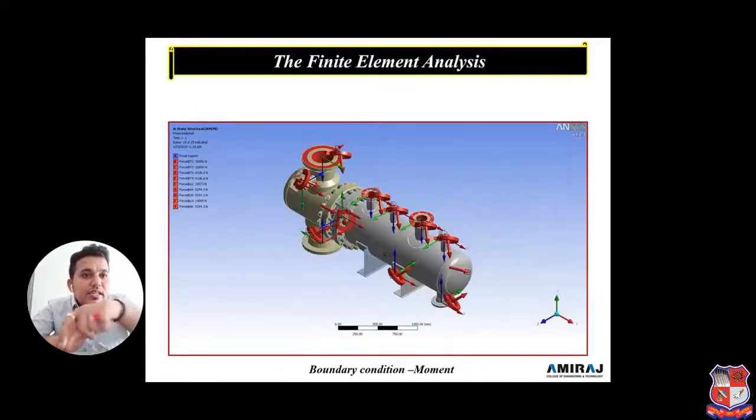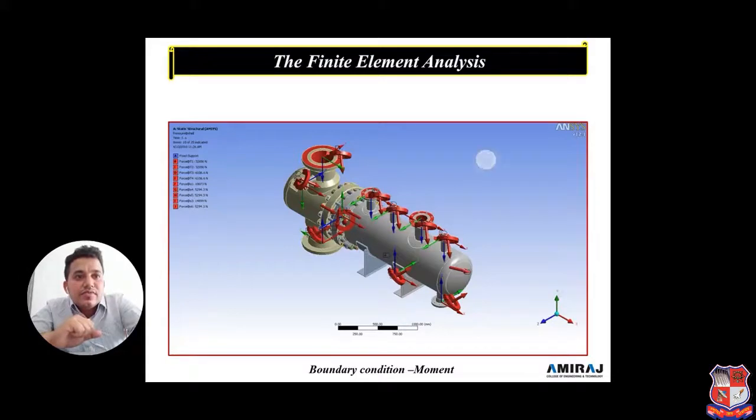Let's see the second boundary condition, the moment. Here we can observe the moments in X, Y and Z at each and every flange. You can observe that the flange is connected with another flange from the upper side pipe. For that purpose, that load also we can consider during the analysis. Here is the red portion, and here is the red portion.